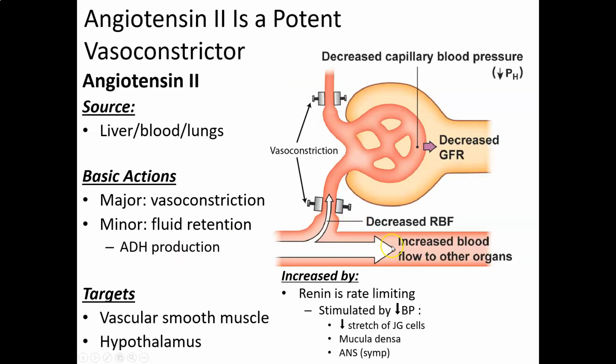So that's essentially what happens. And we see that the two major effects then are vasoconstriction everywhere in the body, which increases TPR and helps to increase blood pressure. And then the big effect on the afferent arteriole, which then decreases GFR and effectively raises the blood volume.